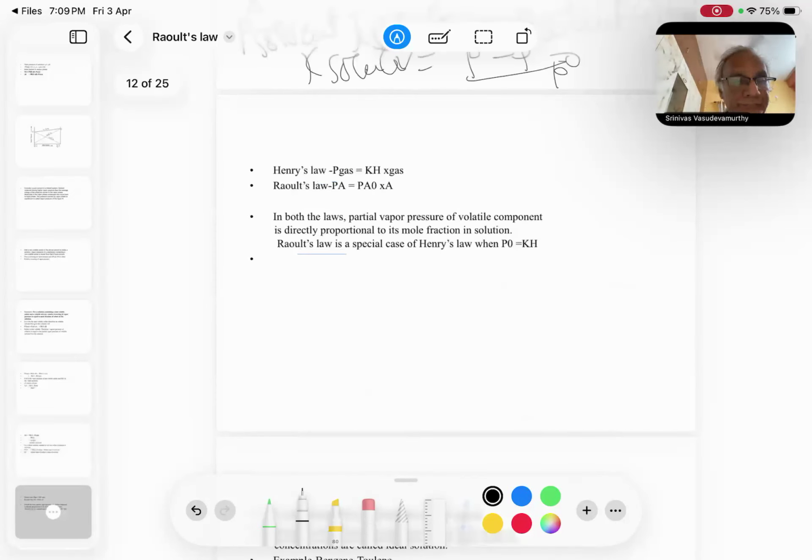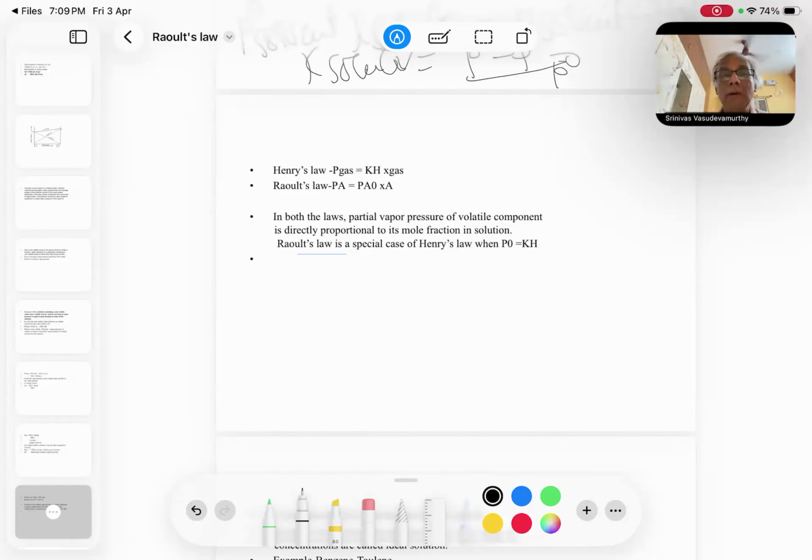Right? Now let us compare Henry's law and Raoult's law. Henry's law gives you the solubility of a gas in the solution. That's what you have seen in Henry's law. There, partial pressure of the gas above the solution is equal to Kh, Henry's law constant, into mole fraction of gas in the solution. As the partial pressure increases, mole fraction of gas in the solution also will increase.